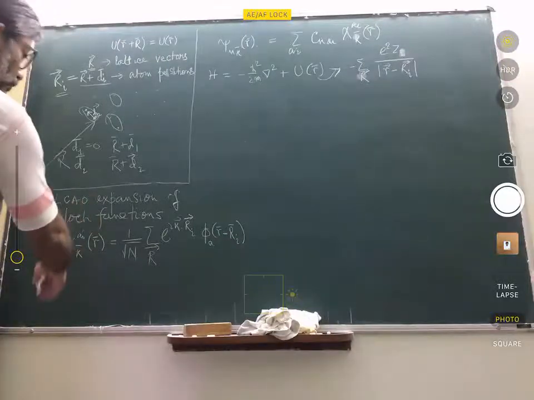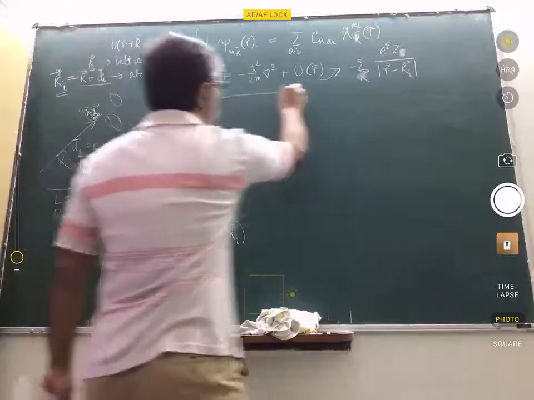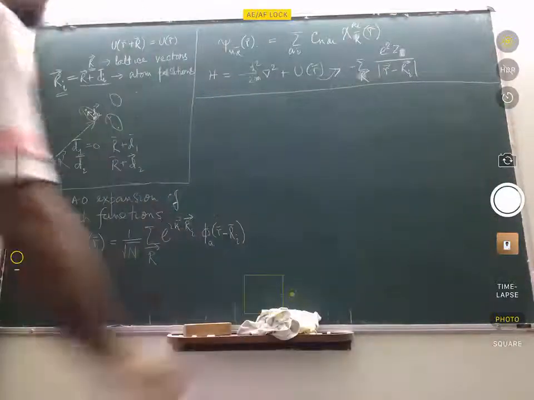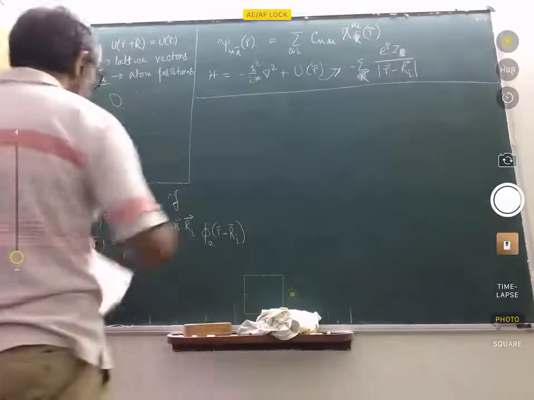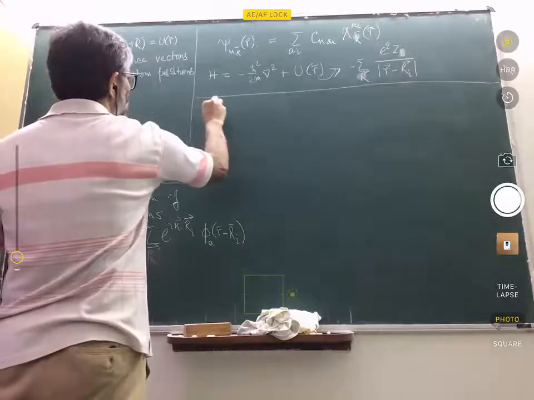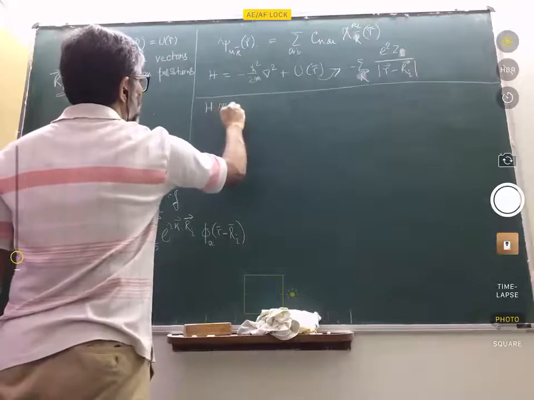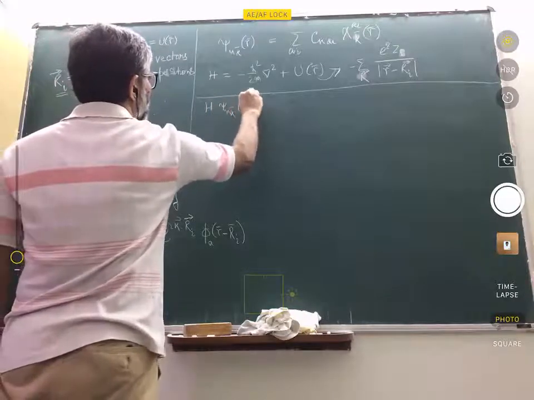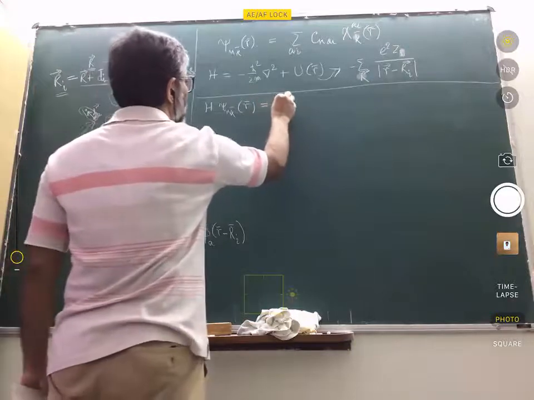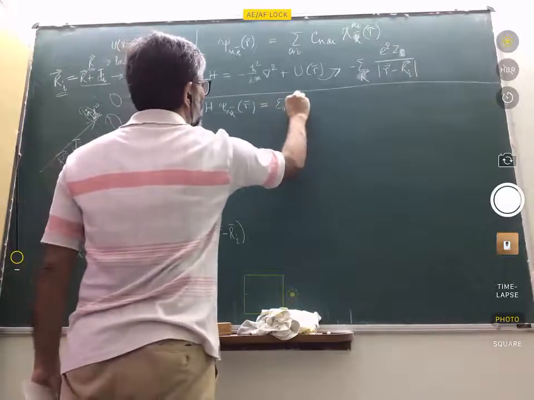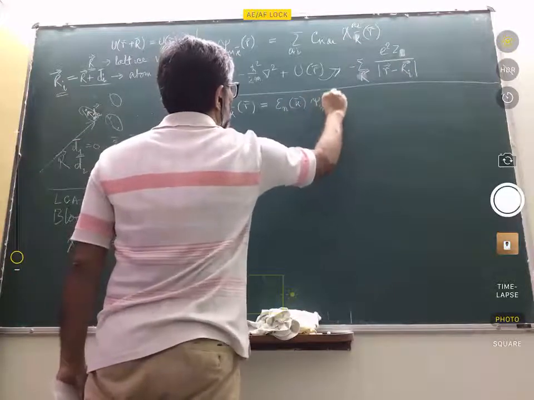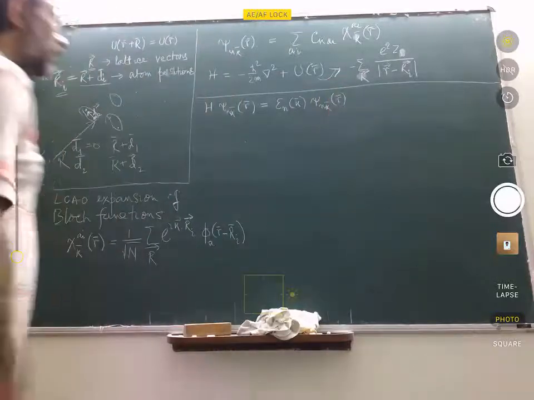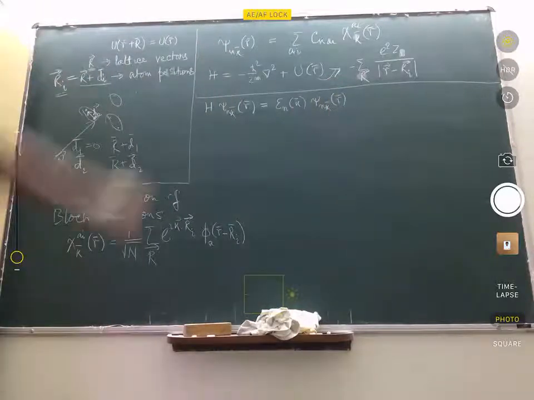And then this is a two-step process. You form block functions, and from the block functions, you form the band functions. Once you have formed the band functions, then you just put this in the eigenvalue equation. So that equation is simply this. And here, in place of this psi nk, I'll put this expansion.